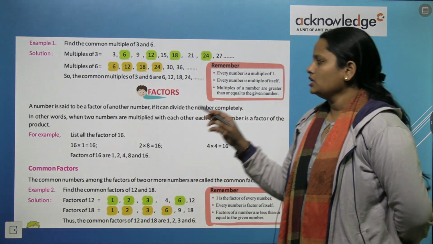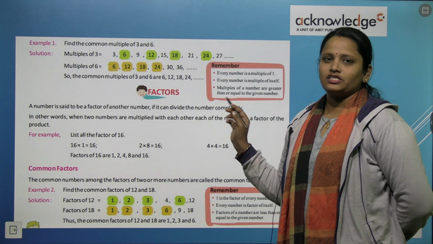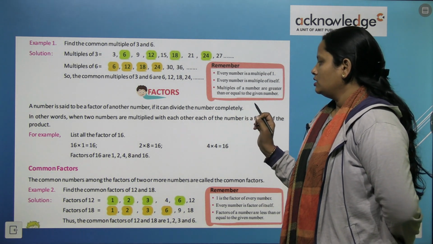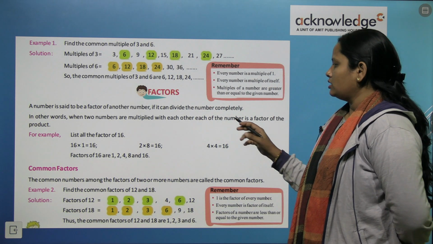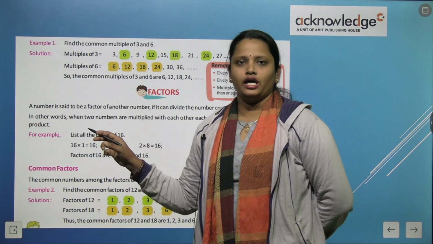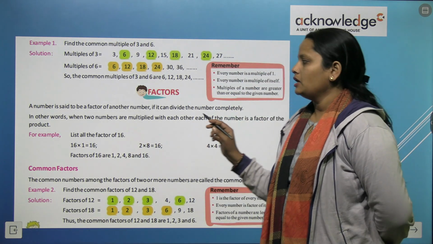In other words, when two numbers are multiplied with each other, जब दो numbers को एक साथ multiply किया जाता है, with each other, each of the number is a factor of the product. हर एक number जो है factor है उसके product का.